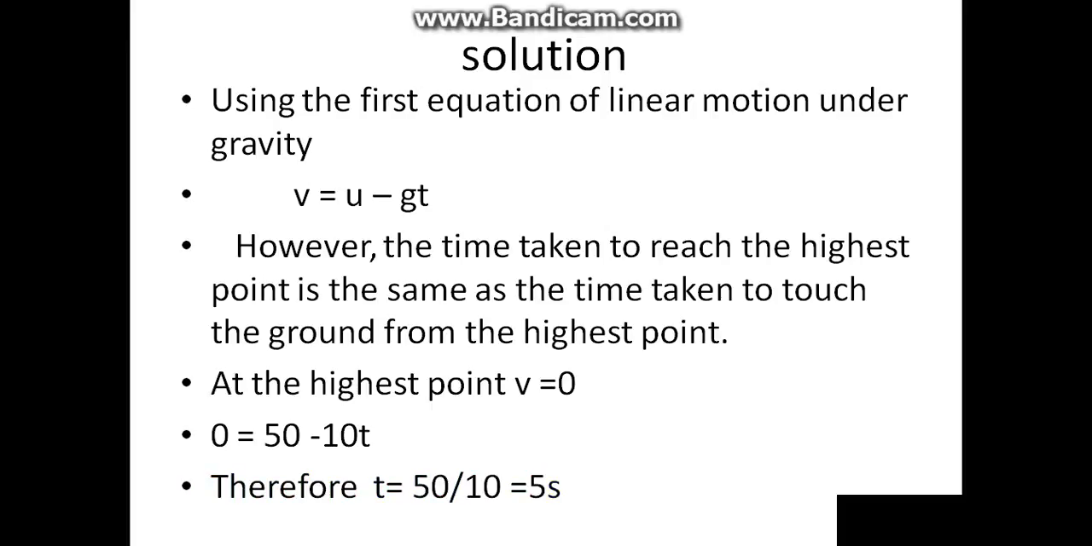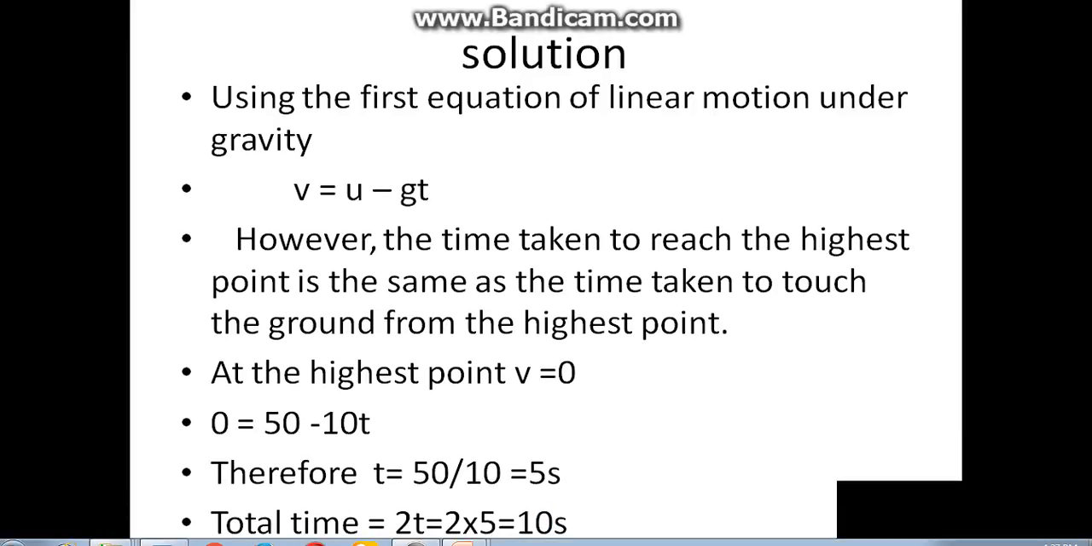Then making t the subject of the formula, I have 50 over 10, which will now give us 5 seconds. The total time equals 2t, which is 2 times 5, which will now give us 10 seconds.